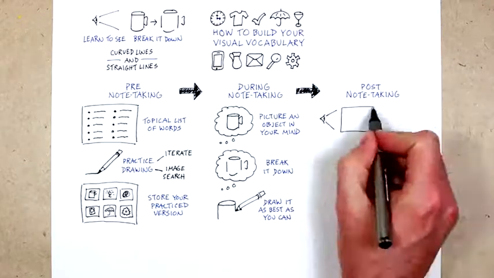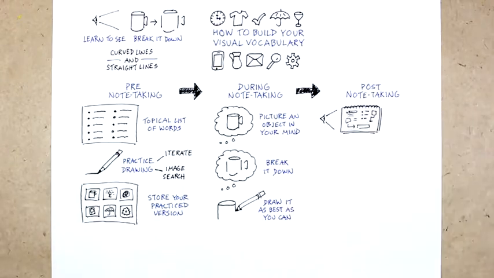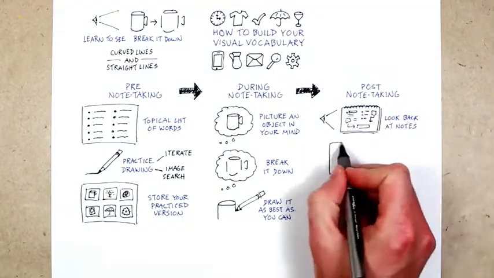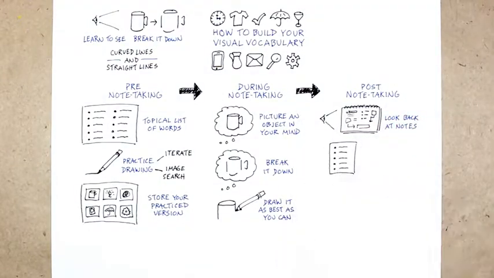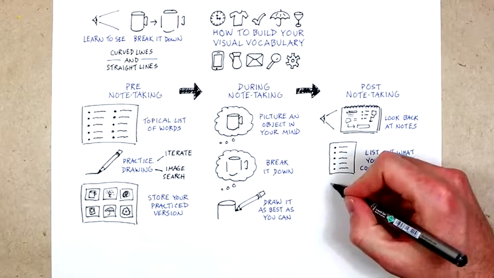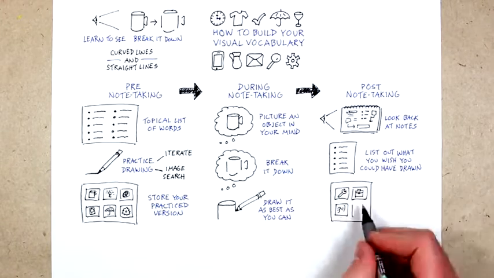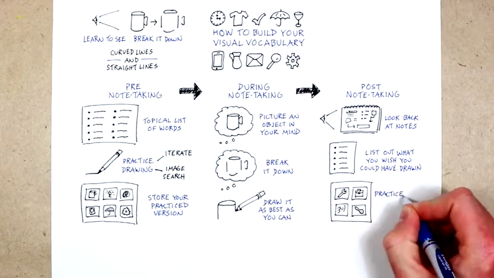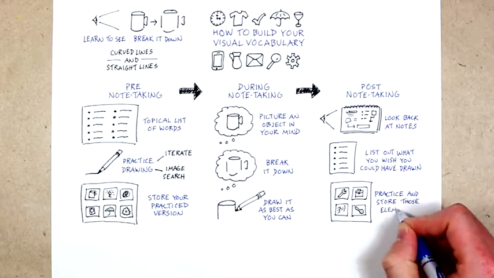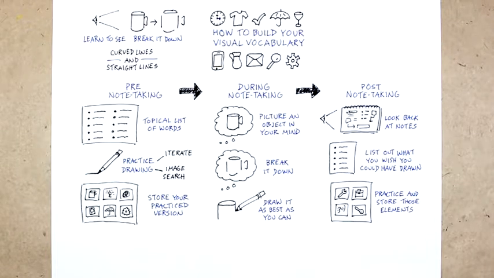In this stage, you can look back at some notes that you've taken and list out what you wish you could have drawn but didn't know how to. Then you can go through that similar process that we talked about before of practicing that new element and adding it to your visual vocabulary. You can imagine that after just a few iterations of this cycle, you'll have a pretty solid visual vocabulary going for you.